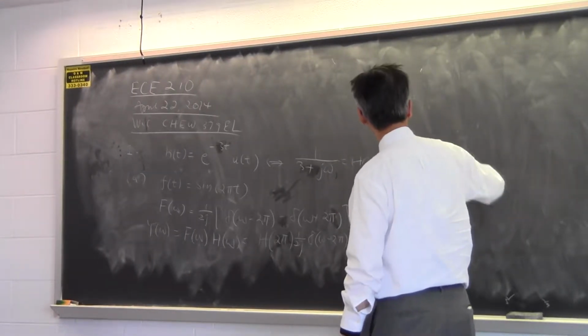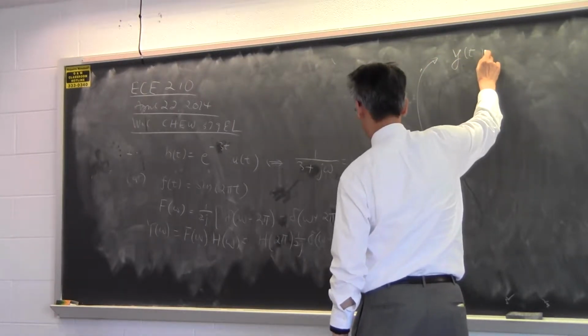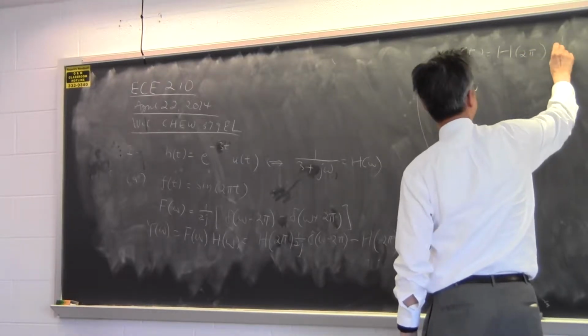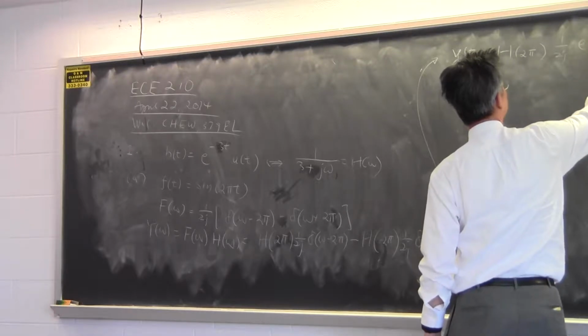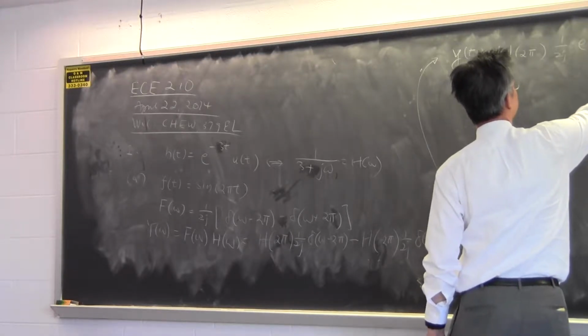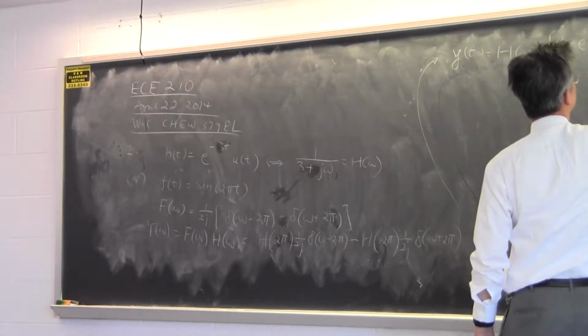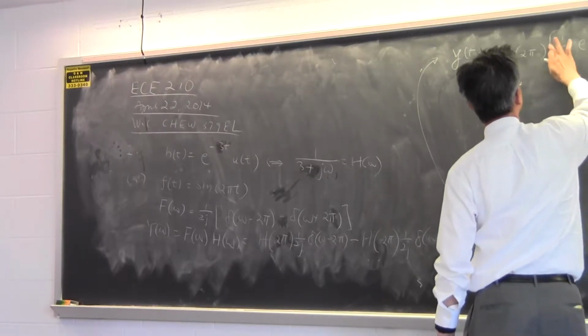Then you take this back to the time domain, then this will be H of 2 pi, 1 over 2j e to the j 2 pi t or something like that. And then minus 1 over 2j e to the minus j 2 pi t. It can be recombined to be a sine.